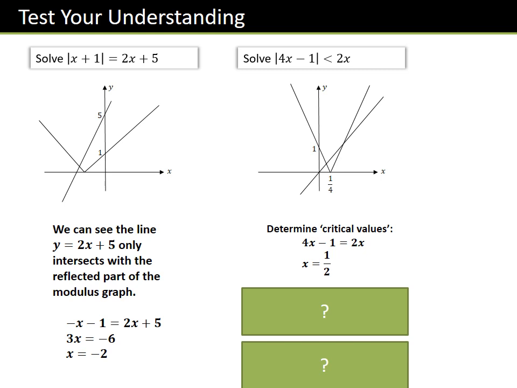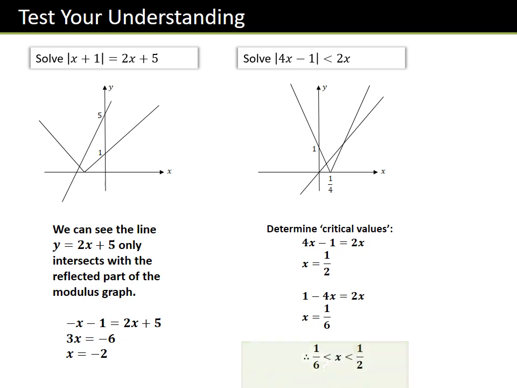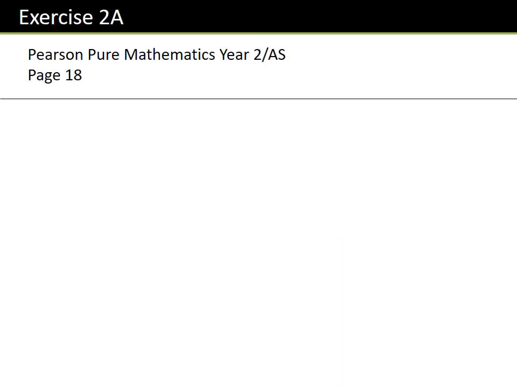Then I'm going to look at this axis here. Well, I'm going to take the negative version of this, so that's going to be 4 minus 4x, set it equal to my 2x. Solve that, I get x is 2/3. So my critical values are 2/3 and 2. And because I want this to be less than, this part here is less than this line, so x is between them. And you can see how the graph leads you to the correct answer.